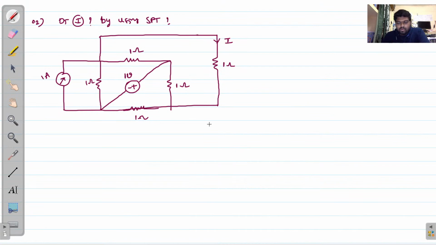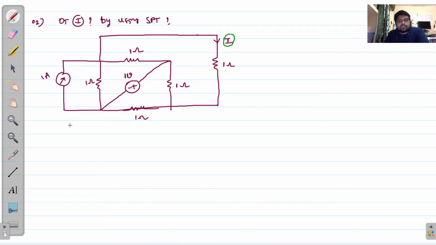Okay, our next problem is to determine the current by using the superposition theorem for a given network. That is our problem. Here the current is indicated in this particular branch. So this is our current, in this 1 ohm resistance. They are asking about the current, right?